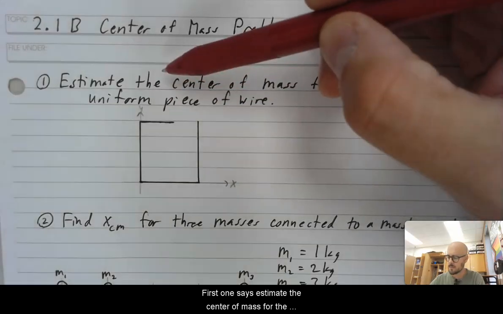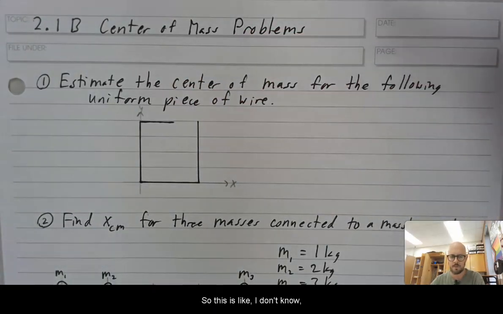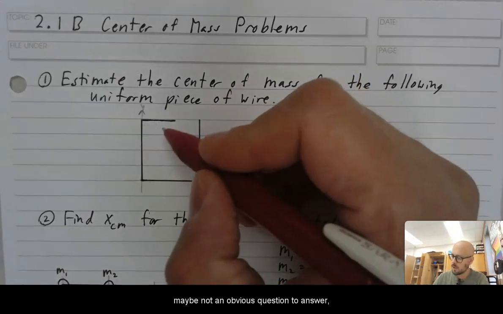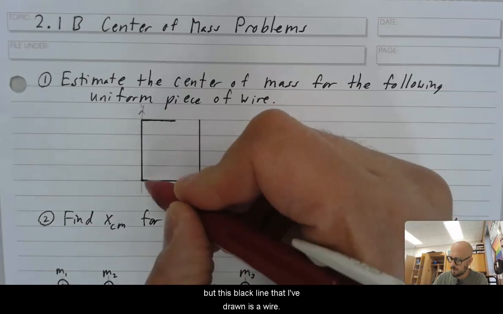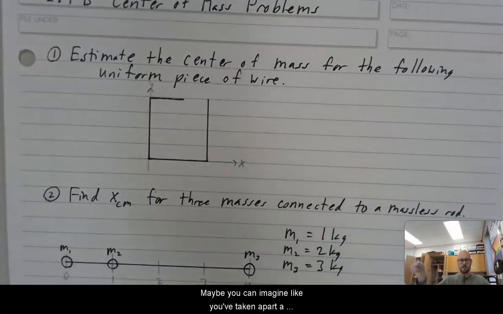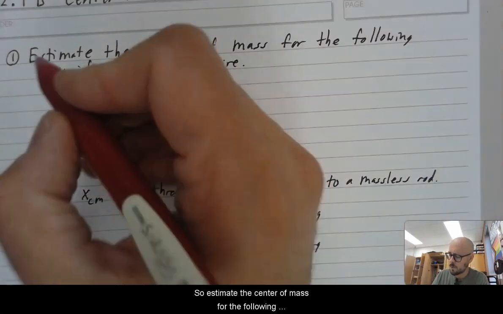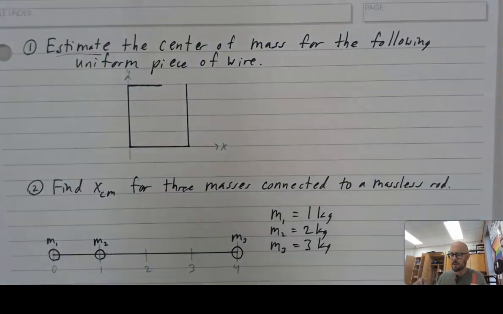First one says, estimate the center of mass for the following uniform piece of wire. So this is maybe not an obvious question to answer. But this black line that I've drawn is a wire. Maybe you can imagine you've taken apart a paperclip and you've turned it into a rectangle, but the rectangle doesn't finish, where there's this empty space in here.